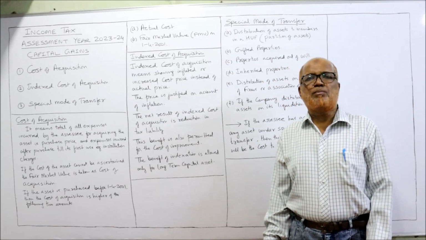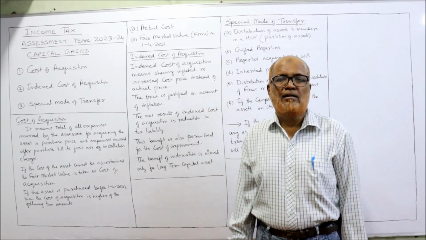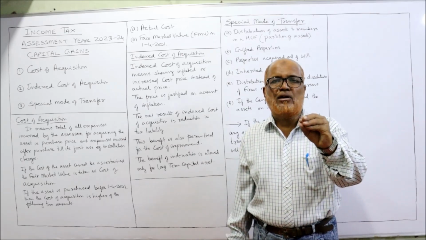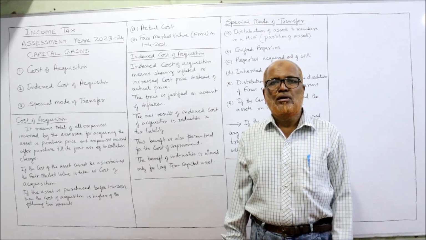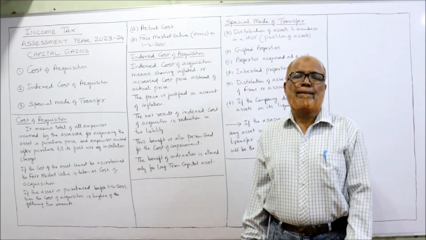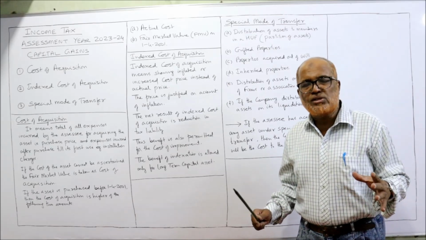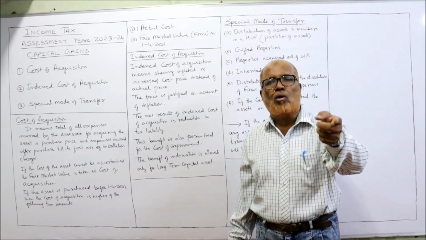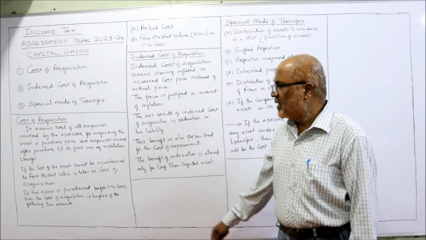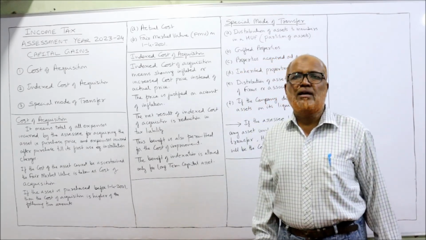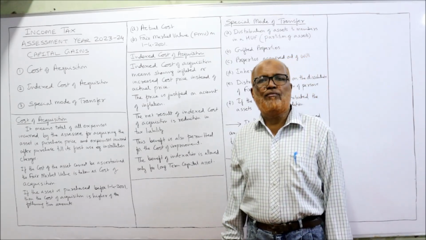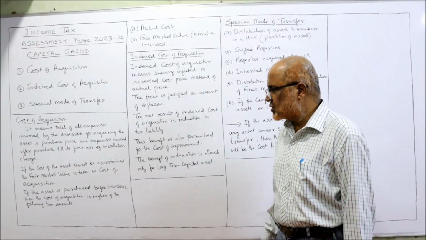Similarly, a property is purchased for rupees 80 lakh, and in order to purchase that property, 5 lakh rupees is incurred on registration charges. So we include these registration charges also in the cost of the building. So cost of acquisition includes the purchase price and all incidental expenses relating to purchase. If the cost of the asset cannot be ascertained, the fair market value, commonly known as FMV, will be taken as the cost of acquisition.